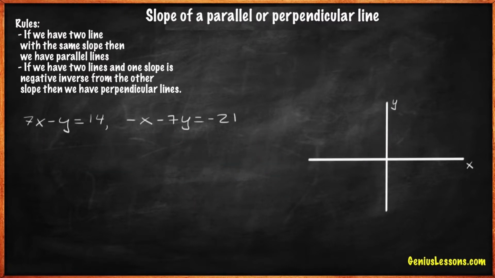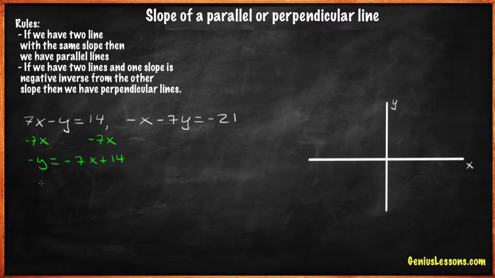Another example, 7x minus y equals 14, and negative x minus 7y equals negative 21. We solve each line for y. First line, we subtract 7x from both sides. We end up with negative y equals negative 7x plus 14.